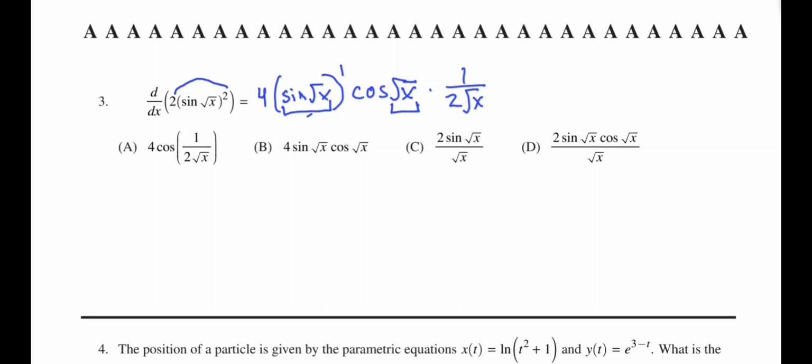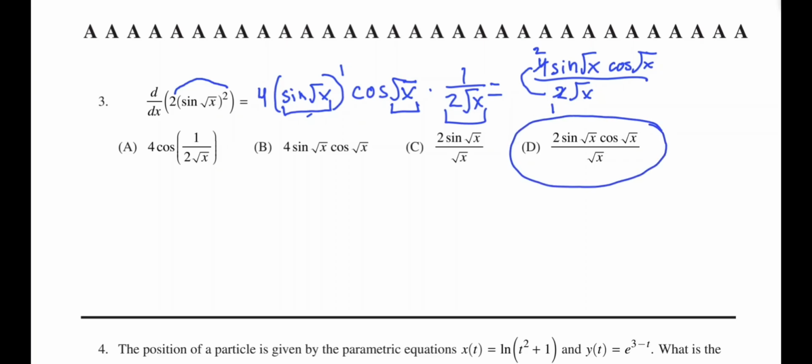So if we write this in a neater way, then we have 4 sine of radical x cos of radical x in the numerator. So 4 sine of radical x, then cosine of radical x, and then we have in the denominator a twice radical x. And the 4 divided by 2 would simplify to 2 over 1, and that would be the most simplified that we can get this derivative to be. So it should be 2 sine radical x cos radical x, and then over at the bottom we have 1 times radical x, which should be choice D.